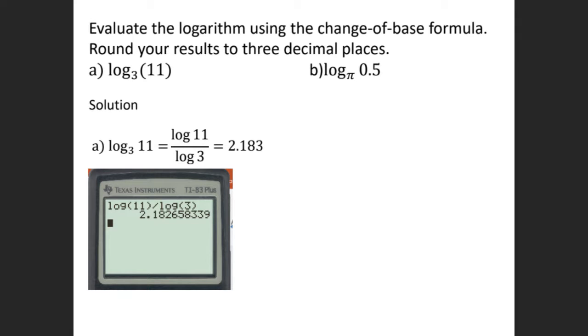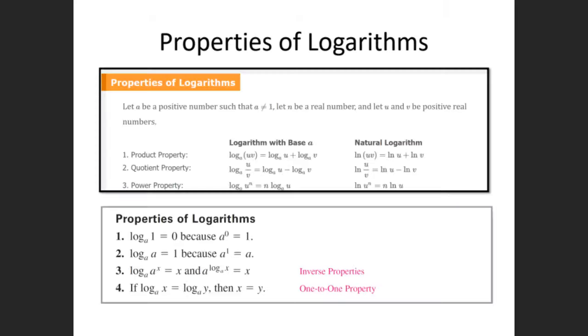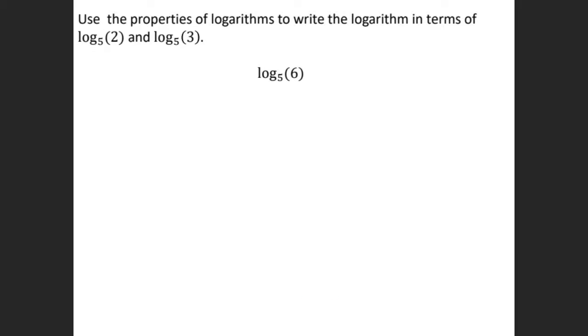Yes. How about this B? Log of base pi of input 0.5. The way I would do this one would be the log of base 10 of 0.5 divided by the log of base 10 of pi. Again, this is going to give me a negative answer. It's going to give me negative 6.06. Okay. All right. So again, these are some of the properties summing up what we looked at.